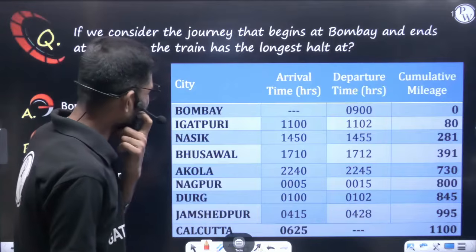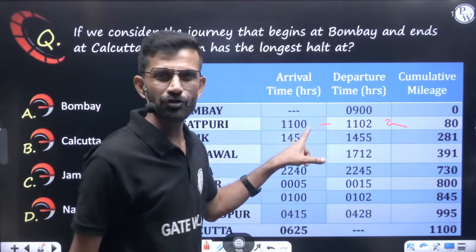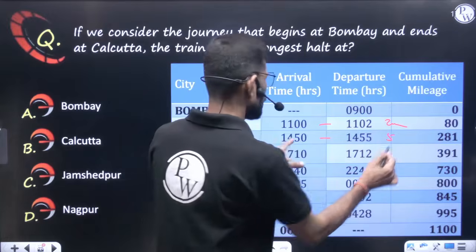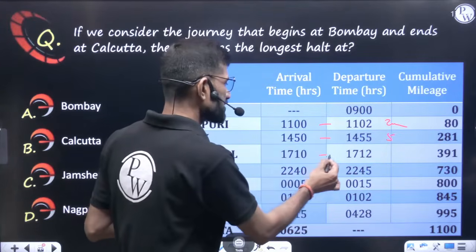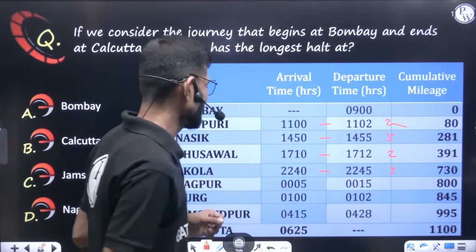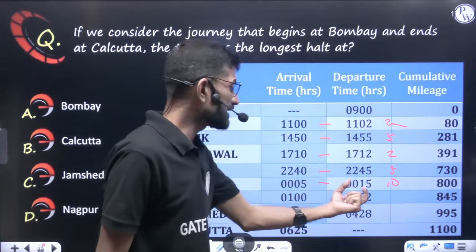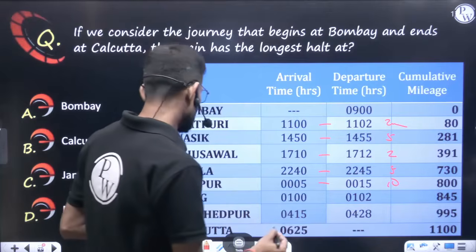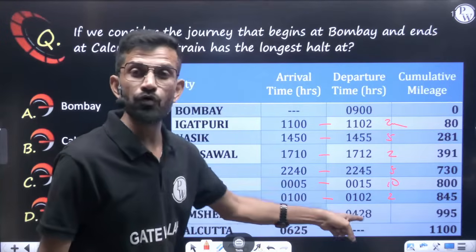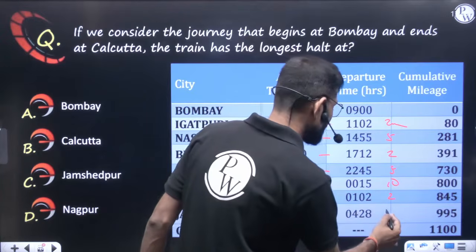Okay, so for the longest halt, in Igatpuri it stopped for only 2 minutes. 11 o'clock it reached and 11:02 it departed. Nasik it stopped for 5 minutes, 1450 to 1455. Bhusawal it stopped for again 2 minutes. Akola it stopped for 5 minutes. Oh, 2525, alternate it is going. Nagpur it stopped for 10 minutes, because it reached at 12:05 and departed at 12:15. Durg it stopped for 2 minutes again. Jamshedpur it stopped 4:15 to 4:28. My dear friend, here it is stopping for 13 minutes.